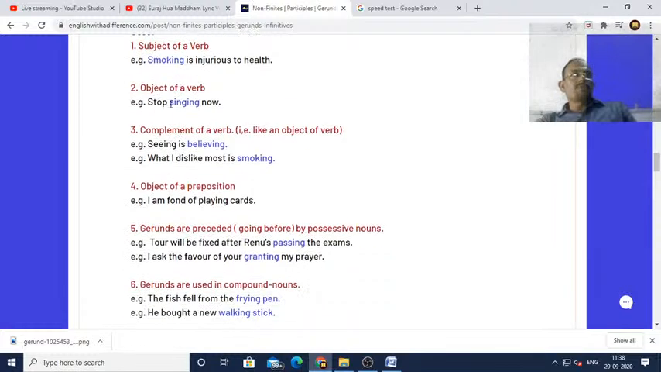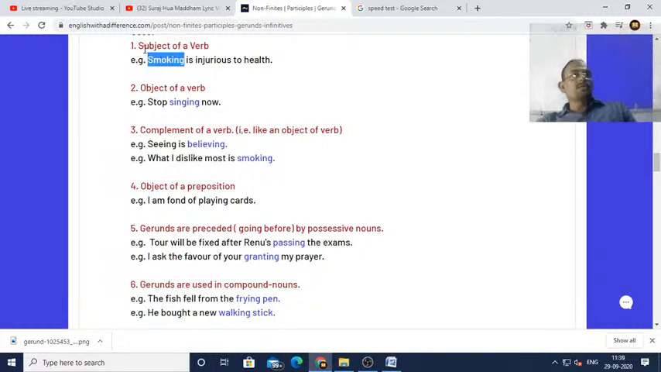Object of a verb now. Stop singing now. So singing is ing. Singing is a gerund. Why? Because it is used directly after a verb. So whenever we use an ing form immediately after the verb, then that particular ing form becomes the object of the verb. Object means something that goes after. Subject means something that goes before. Here the ing form is going after the verb, that is why it is used as an object of the verb. Here it is going before the verb, therefore it is used as a subject of the verb.